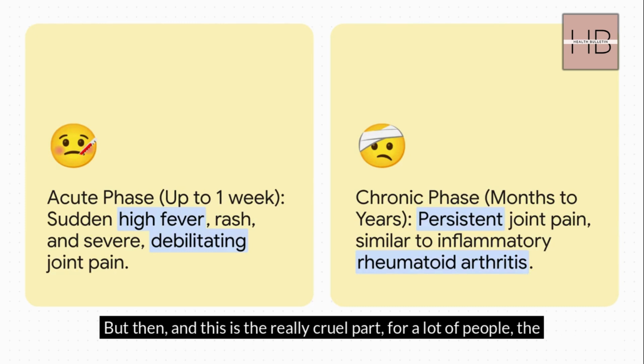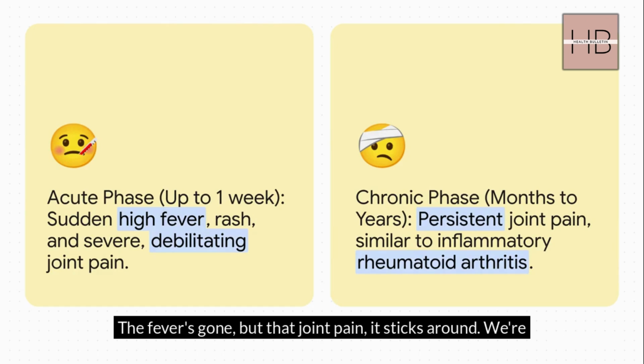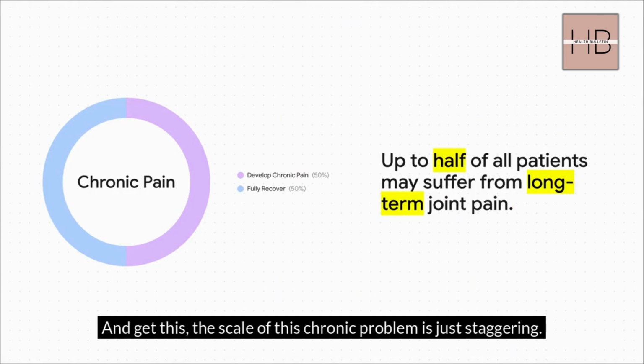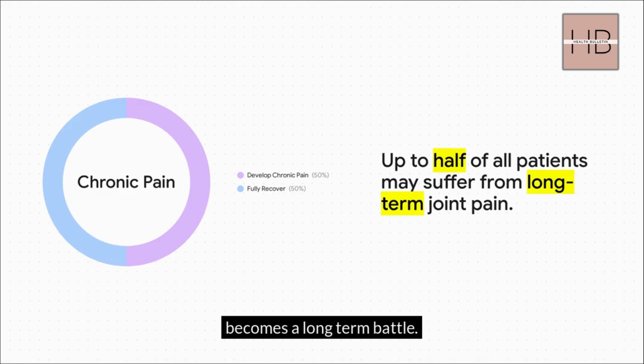But then, and this is the really cruel part, for a lot of people, the chronic phase kicks in. The fever's gone, but that joint pain, it sticks around. We're talking months, sometimes even years. It can turn into something that feels just like inflammatory rheumatoid arthritis. And get this, the scale of this chronic problem is just staggering. This isn't some rare one-in-a-million complication. For up to half of everyone who gets infected, that pain becomes a long-term battle.